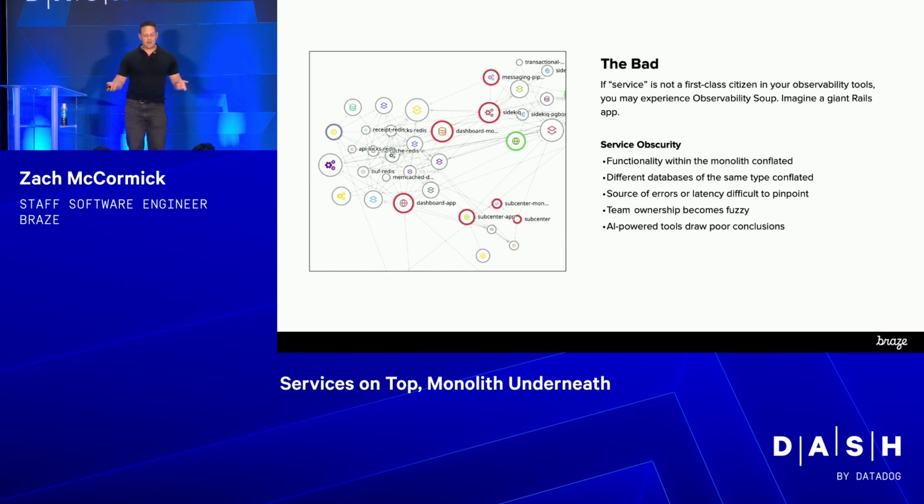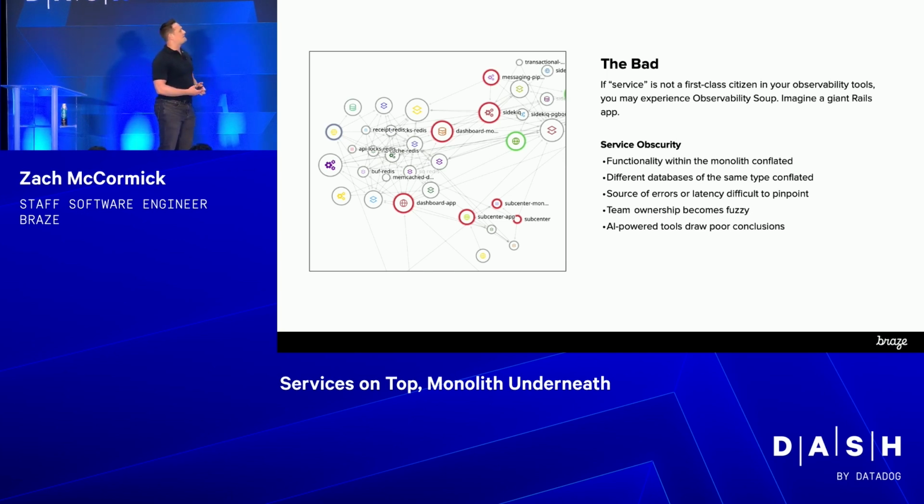So yeah, the bad, it's kind of the opposite of the good. If service is not a first-class citizen in all of your tools, you're going to experience what I call observability soup. So imagine, I mentioned a giant Rails app. If you just plug and play a lot of tooling into it, you end up with something like this, where you have a lot of stuff, but a lot of stuff doesn't really mean much. It's not super helpful from a context perspective. So you end up with your functionality conflated. Things that are actually very much unrelated may look very related from the perspective of the tool.